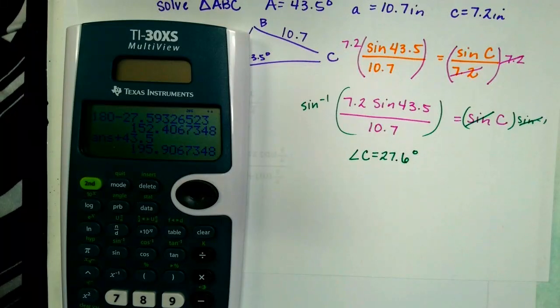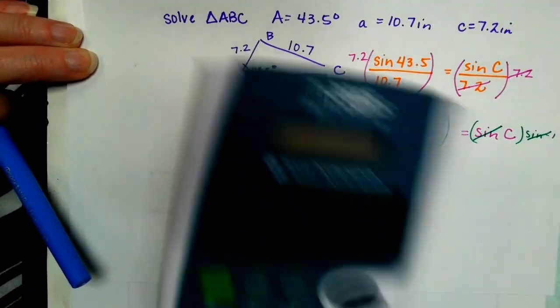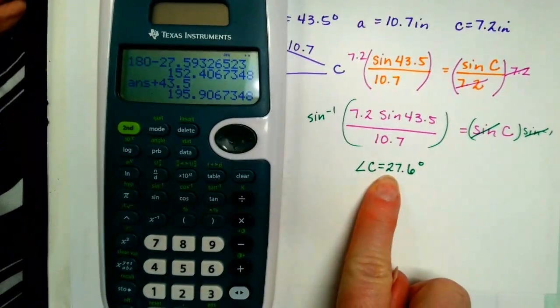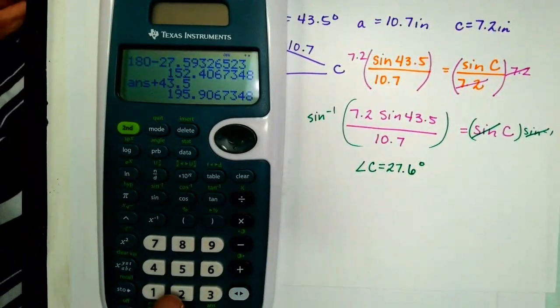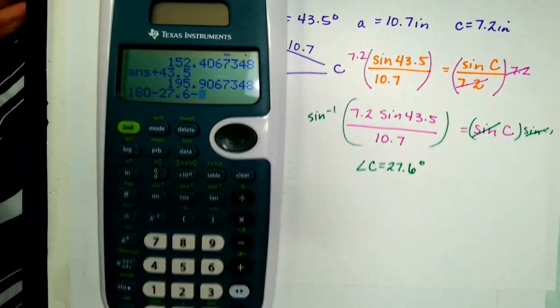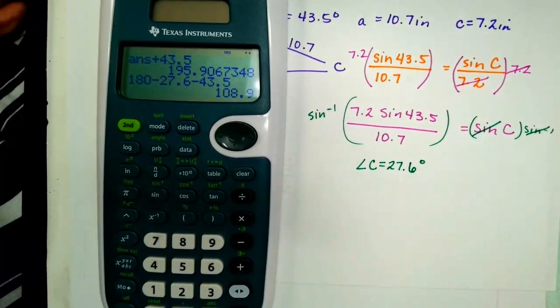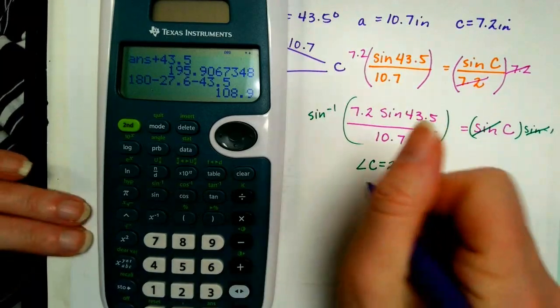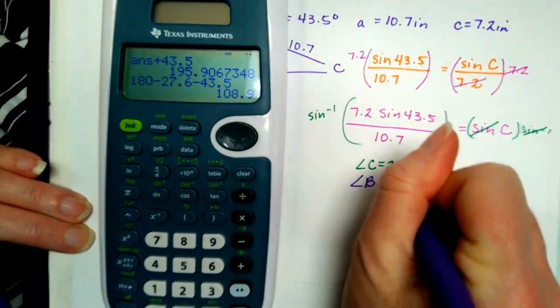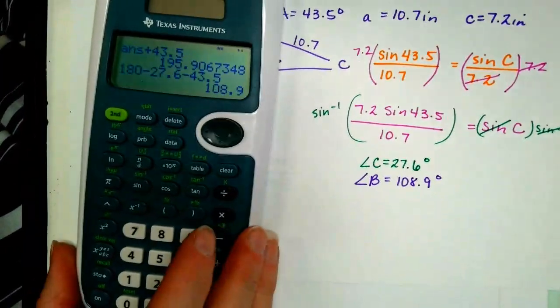So now I need side C, or I need side A. What do I need? B. I need B. So I have this angle, so now I'm going to solve for B. So I do 180 minus the 27.6 minus the 43.5, which they originally gave me. And that gives me angle B, which is 108.9.